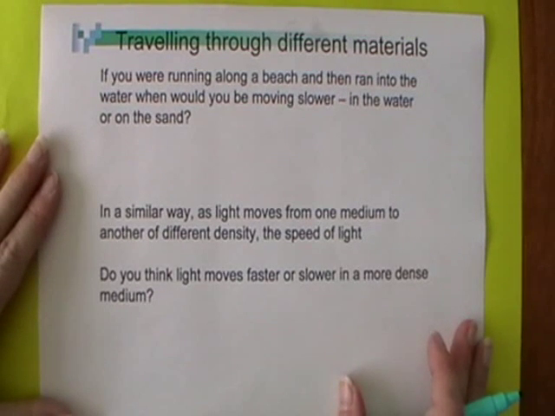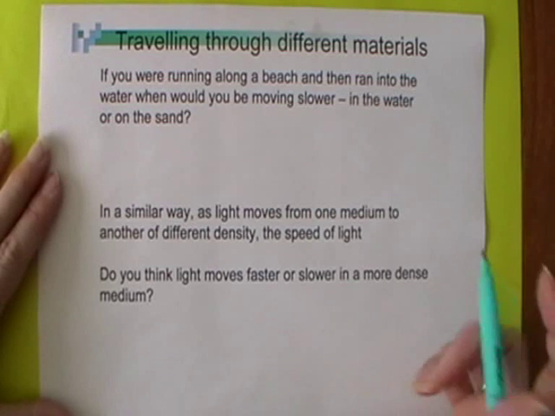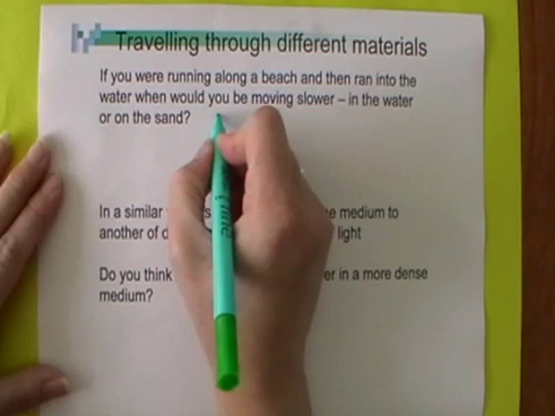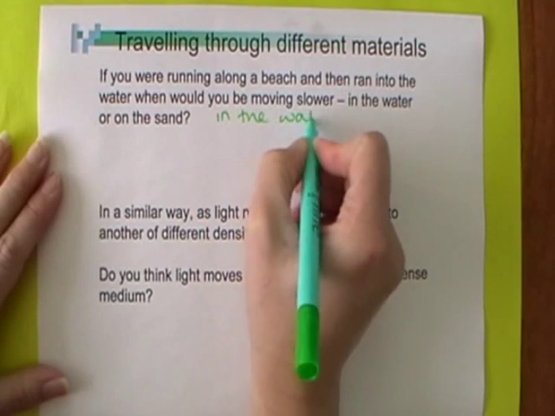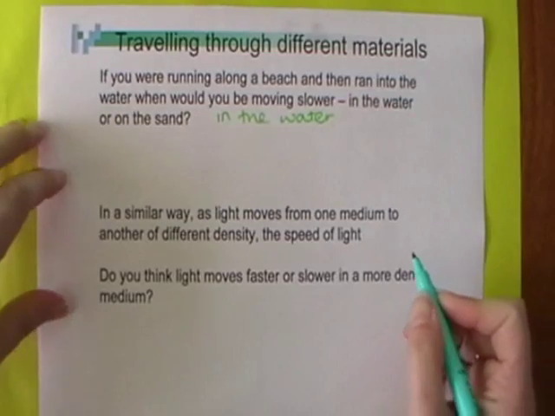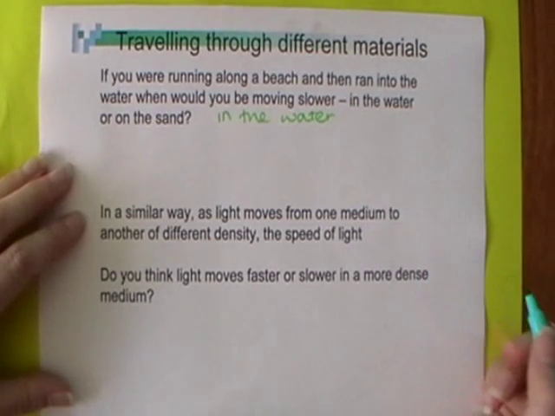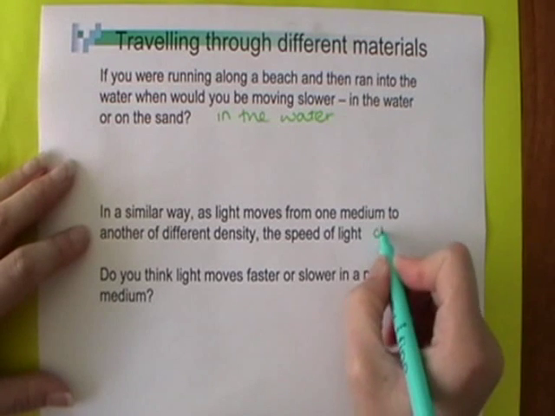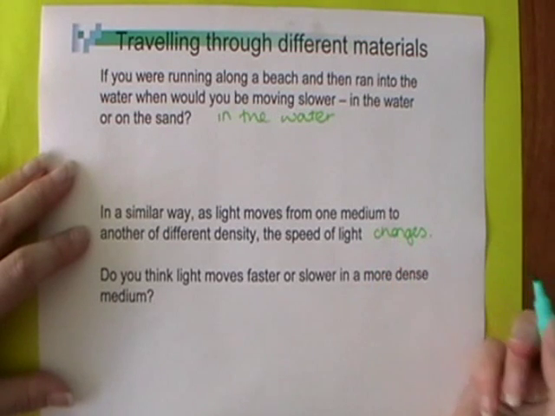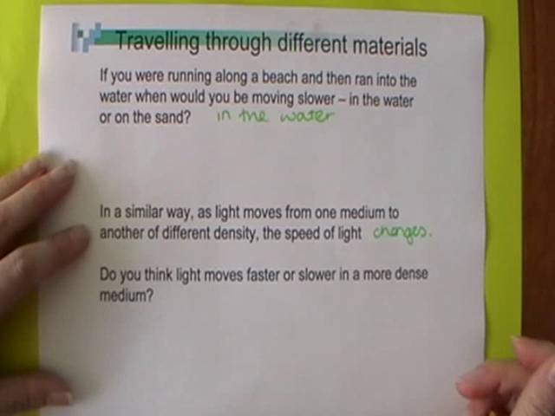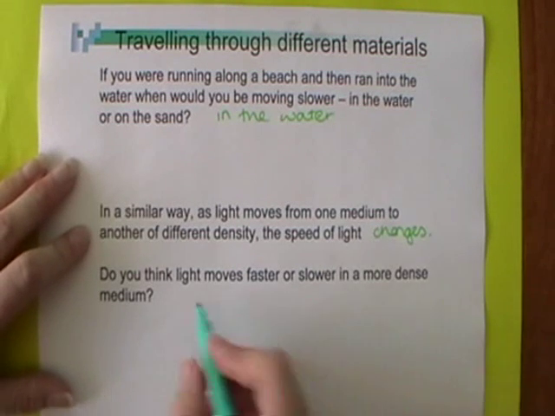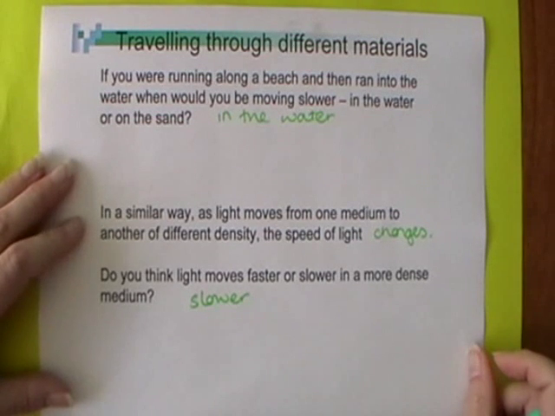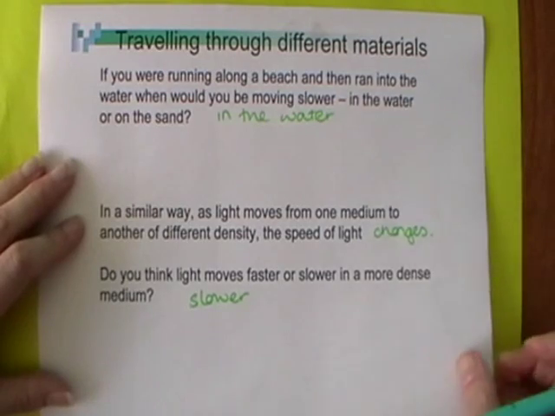If you were running along a beach and then ran into the water, when would you be moving slower, in the water or on the sand? Well, when we think about it, it's in the water. So we'd slow down when we move from air into water. In a similar way, as light moves from one medium into another of different density, the speed of light changes. Does light move faster or slower in a more dense medium? Well, it's going to move slower in a more dense medium. Examples of more dense mediums could be glass or perspex or water.